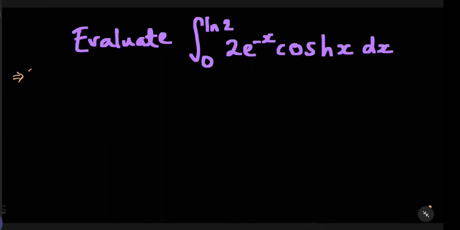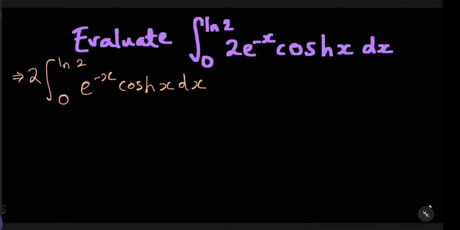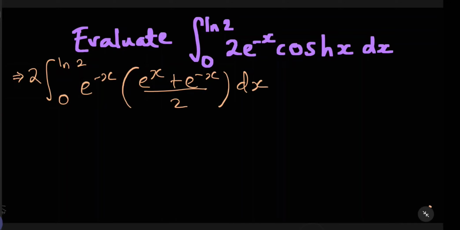So you have 2 times the integral from natural log 2 to 0 of cos x dx. So the next thing we do is to rewrite cos x in its exponential form, and that means we can wipe this and replace it with its equivalent, which is e raised to the power x plus e raised to the power minus x, everything all over 2 dx.